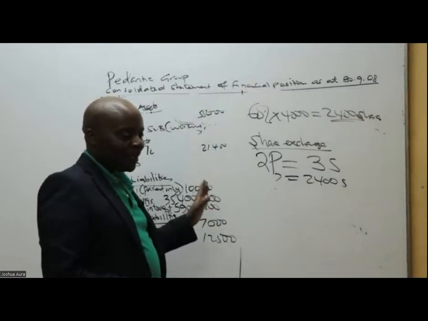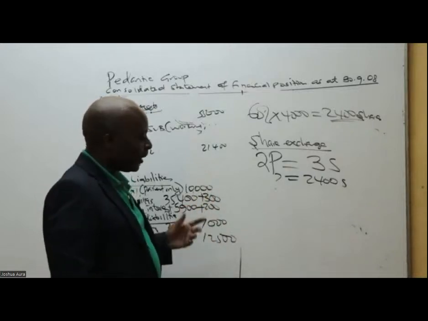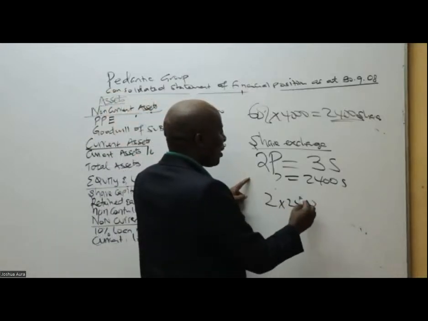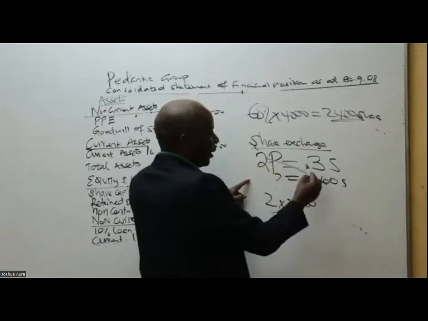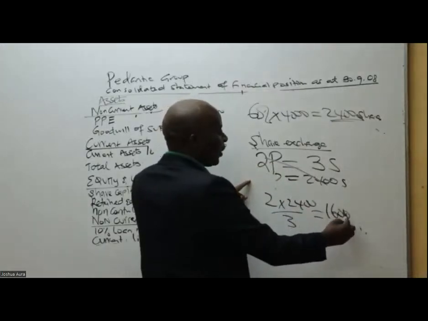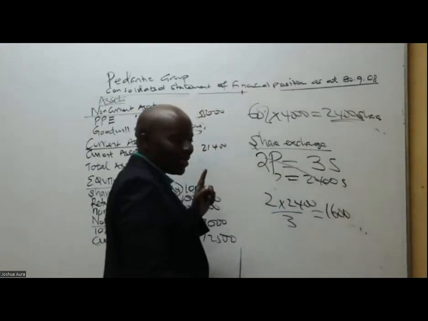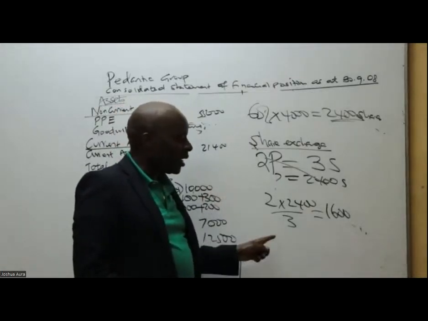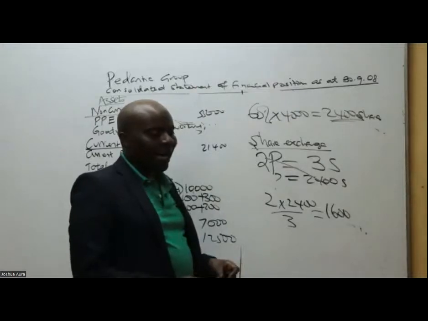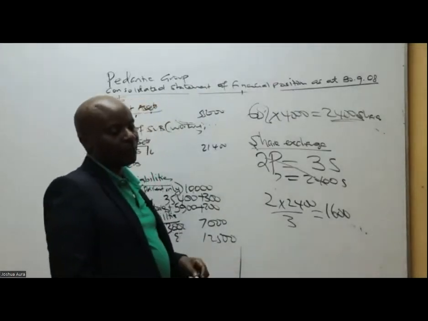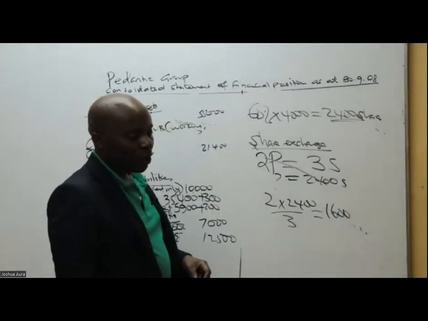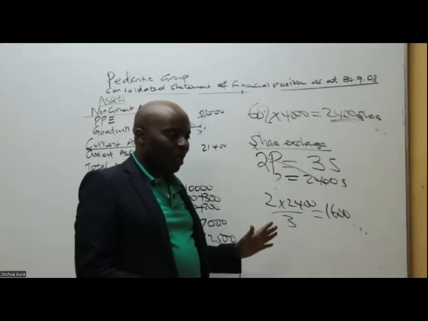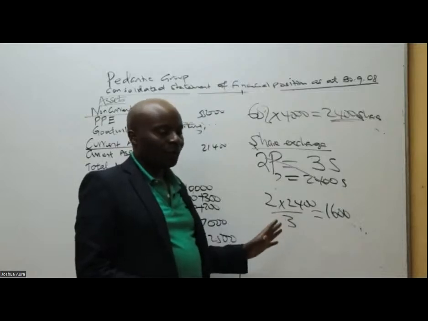Here I know I will multiply by 2 over 3. So if you cross multiply, it will be 2 times 2,400 divided by 3, which tells me that the parent gave out 1,600 shares. So please write there in a sentence that the parent gave out 1,600 shares.